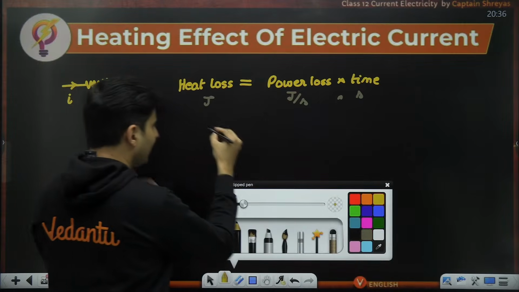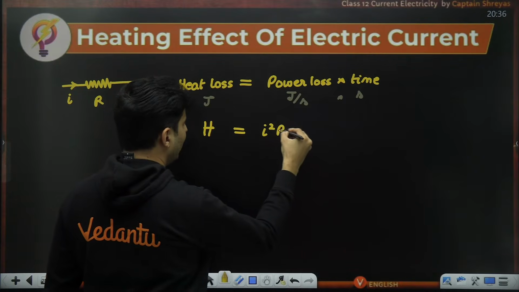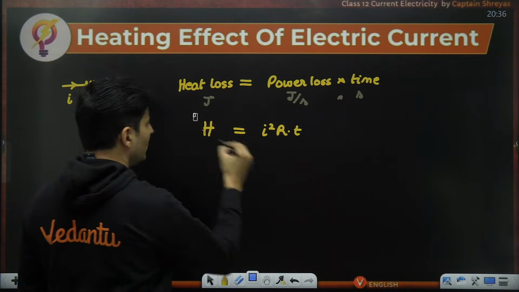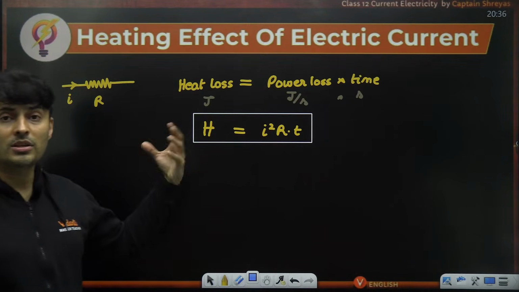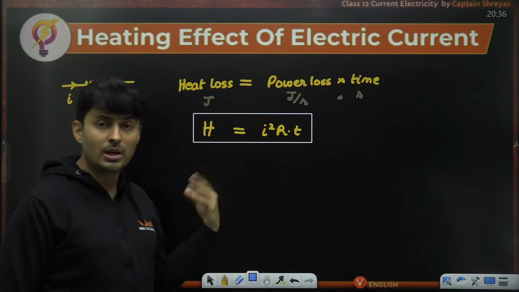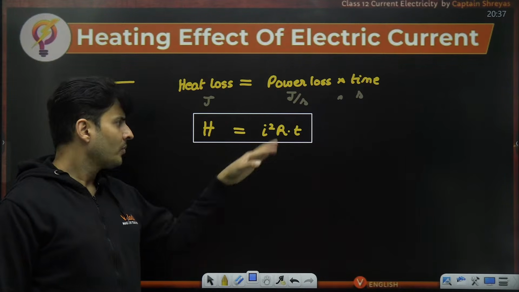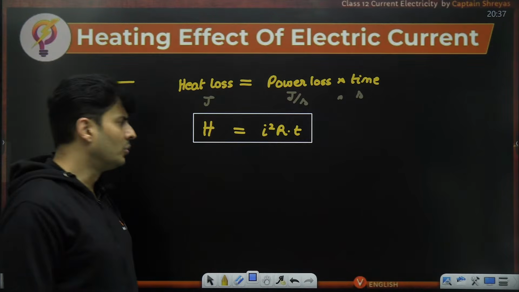So this particular heat loss, which I can call H, will be I squared into R into T. Sometimes this is also called Joule's law of heating. It is I squared RT. If you double the current, heat loss will be 4 times. If you triple it, it will be 9 times. If you double the resistance, it will be double. If you wait for more time, obviously the heat developed in it will be more.